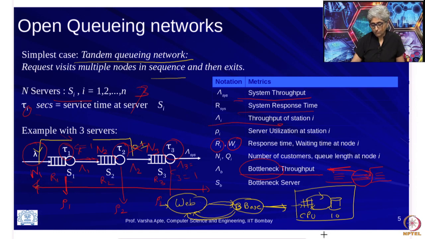Remember that this was irrelevant when you are talking about a single queue, because if you are only talking about one station, then the capacity of that station is going to determine the maximum throughput of that system. But now when you have multiple stations, you have to worry about whether S1 is going to be the slowest one, or S2 is going to be the slowest node, or S3 is going to be the one that limits my capacity. So that is, which is the bottleneck server and what is its bottleneck throughput capacity. This is the maximum capacity of requests per second that this queuing network can support.